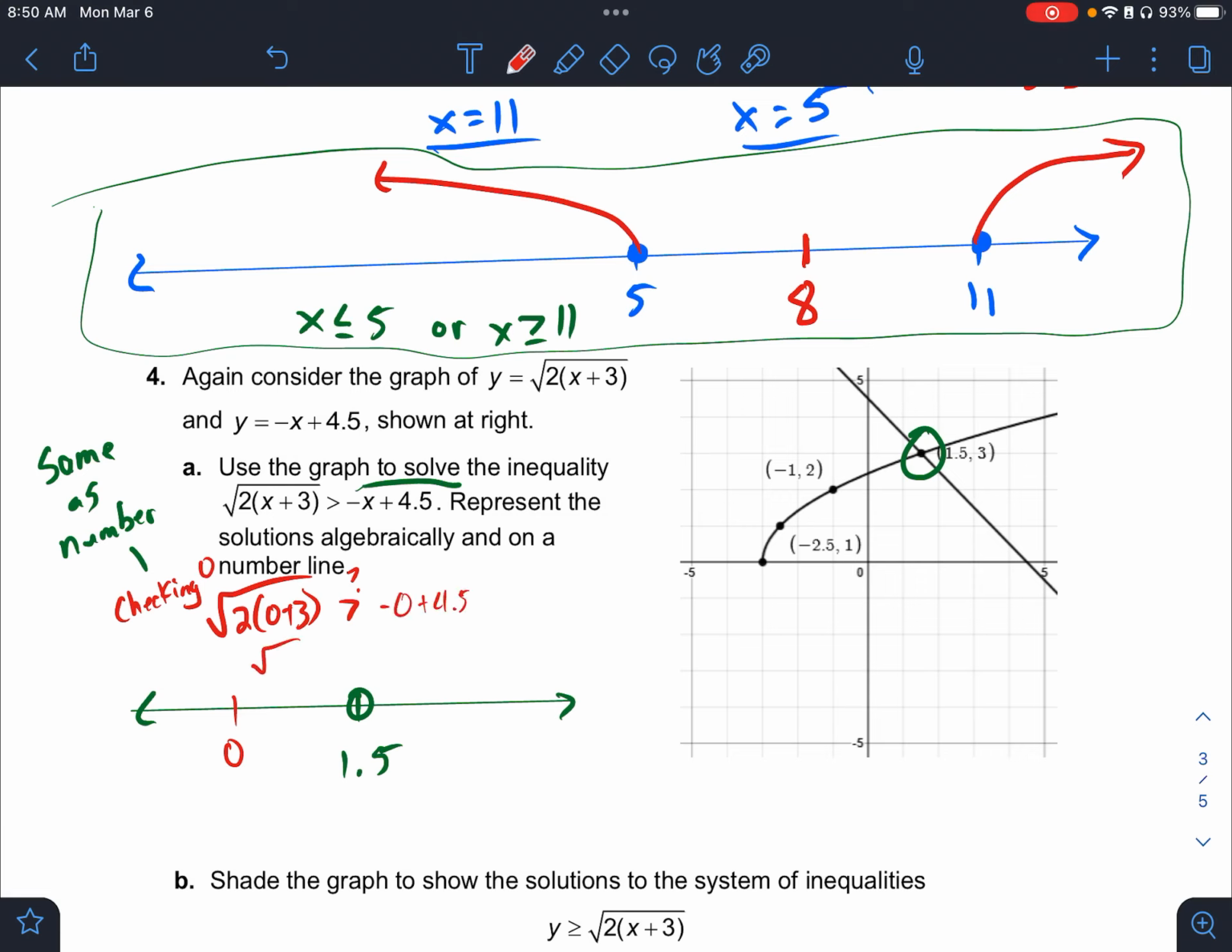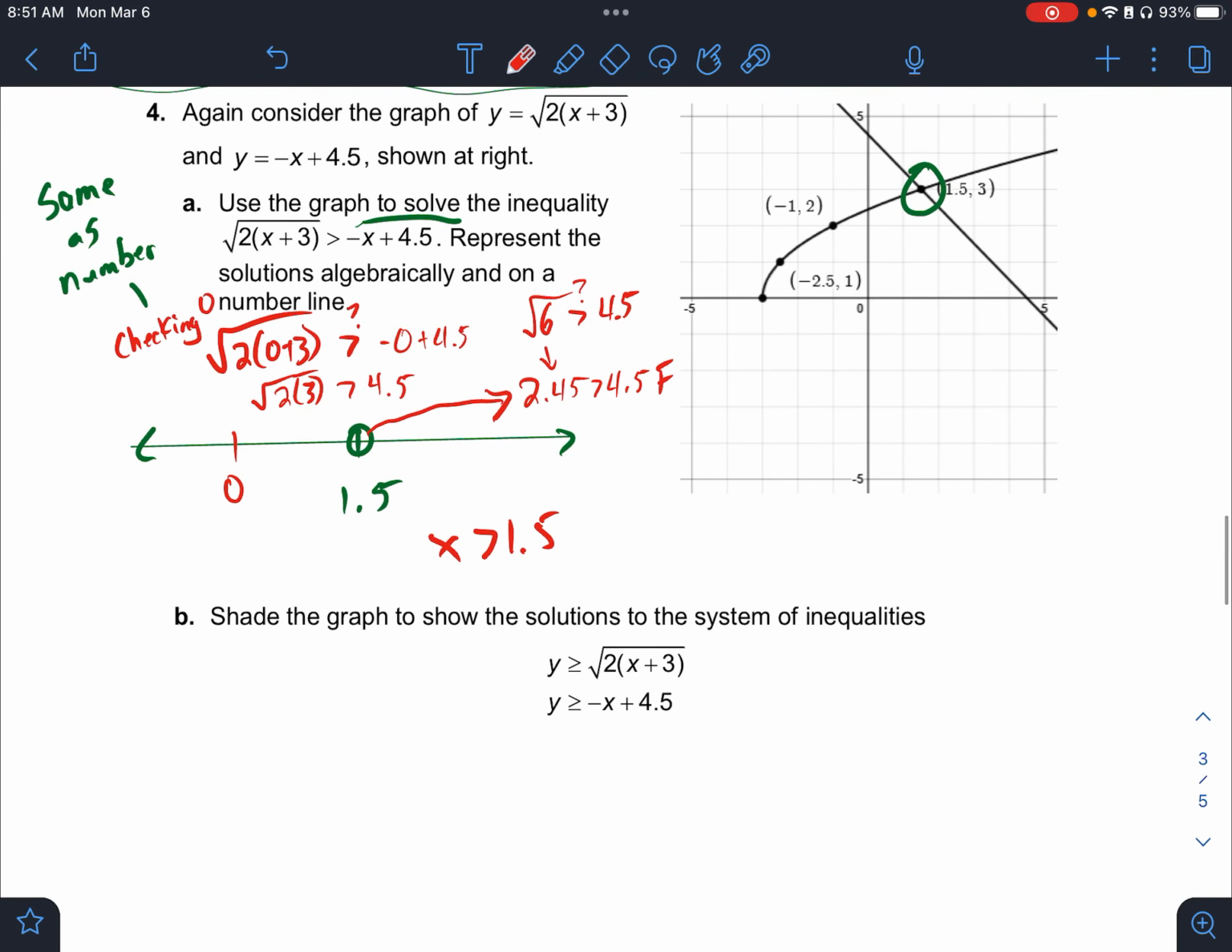So I have square root of 2 times 3 greater than 4.5, or the square root of 6 greater than 4.5. When I calculate this, I'm not going to do it here, but I get like 2.45 greater than 4.5. That is false. So I'm not shading that one. I'm shading the other way, or my arrow goes the other way. So I have x is greater than 1.5.